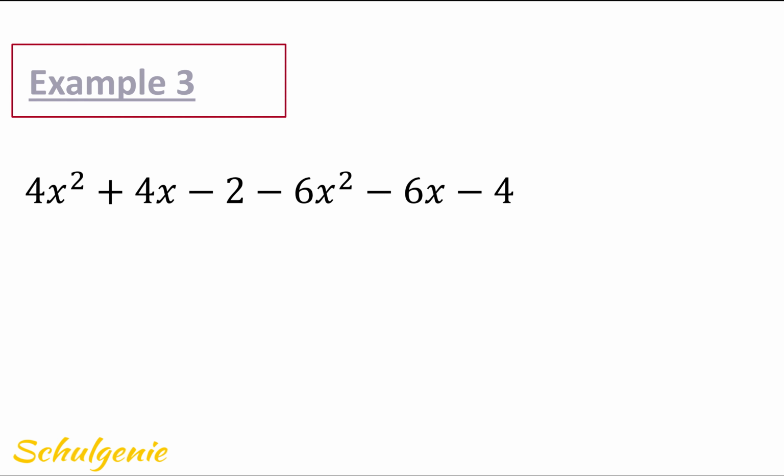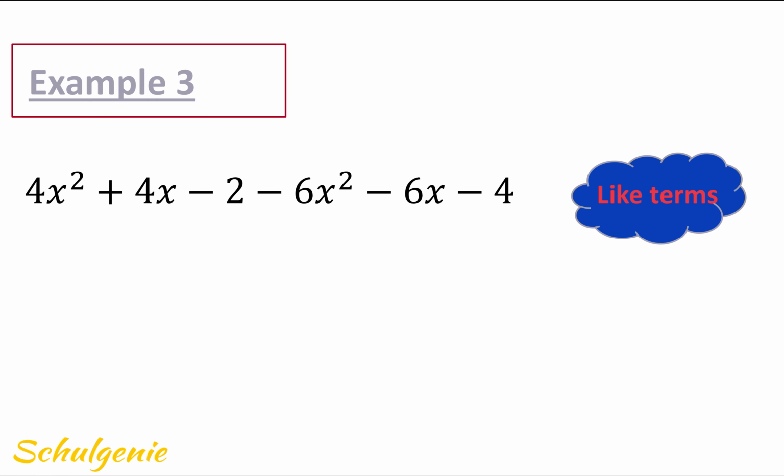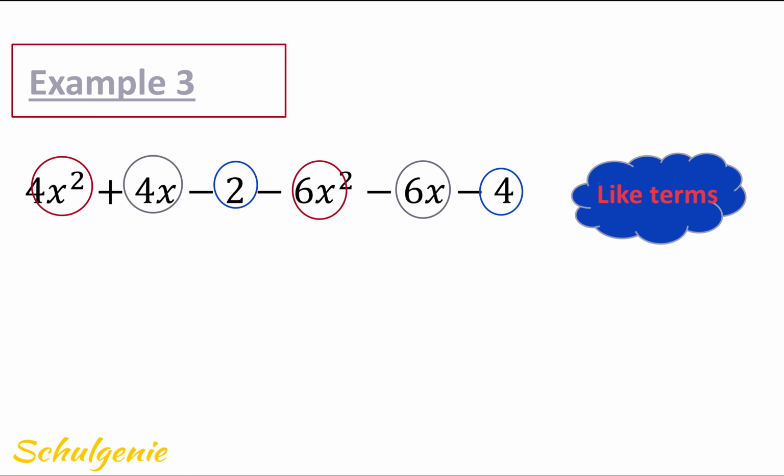Now, let's look at another example. This expression has 6 terms: 4x squared plus 4x minus 2 minus 6x squared minus 6x minus 4. Now, the first step, remember, is to find like terms. So, 4x squared and negative 6x squared are like terms, then negative 4 and negative 2, and then 4x and negative 6x. So, let's combine them.